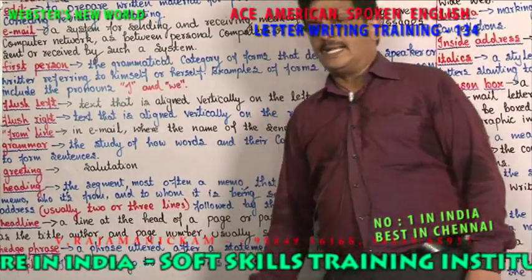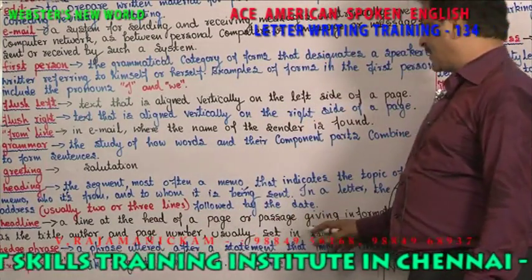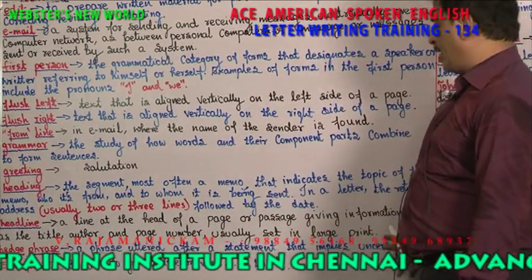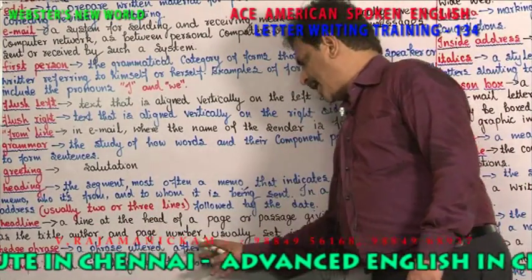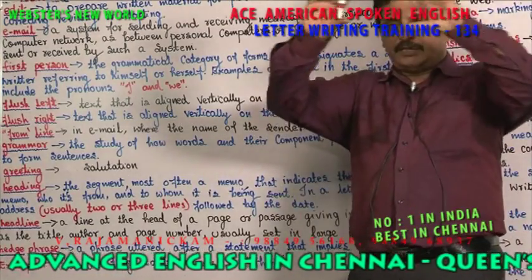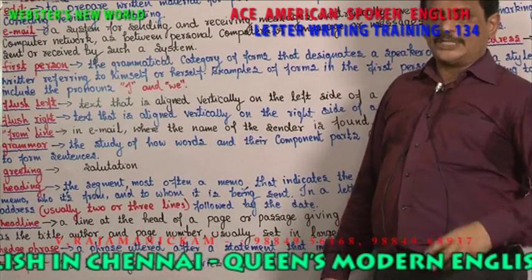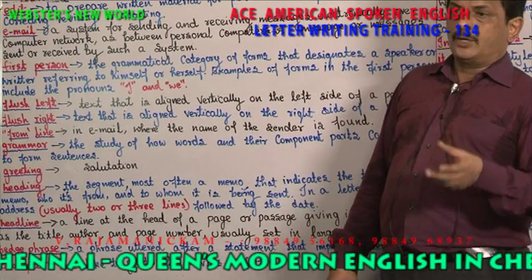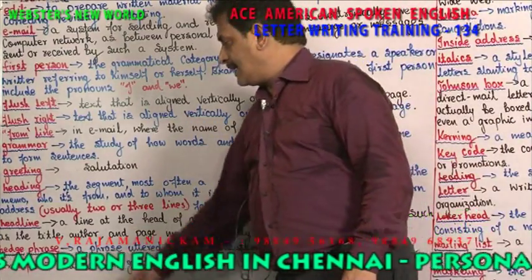What do you mean by headline? Headline: a line at the head of a page or passage giving information such as the title, the author and page number, usually set in large print. Headline means in front, what is the topic of the essay which you are writing, what is the matter, who writes, when, all the details are given there. It is called headline.